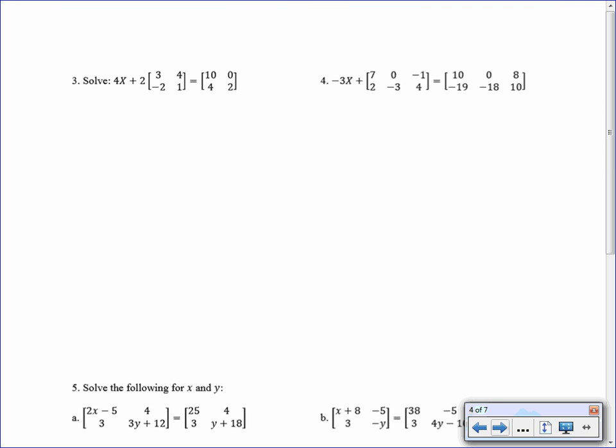They can get a little bit more complicated, involving that scalar multiplication from like 2 seconds ago. But exactly how we would do things from the past. So I want to get X by itself. Well, the first thing I'm going to do is distribute this 2 into my matrix. So this is going to be 4X plus, and then this is going to be 2 times 3, so that's 6, 8, negative 4, and 2 equals.